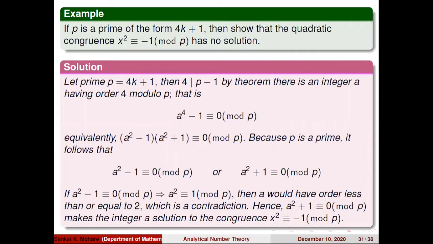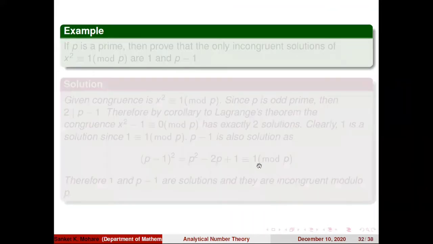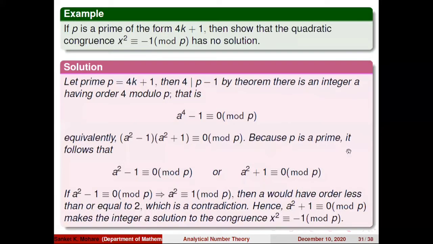Therefore, a squared plus 1 congruent to 0 mod p is true. Hence a squared plus 1 congruent to 0 mod p makes the integer a a solution to the congruence x squared congruent to minus 1 mod p. Due to this, we can say that a is a solution of this congruence.